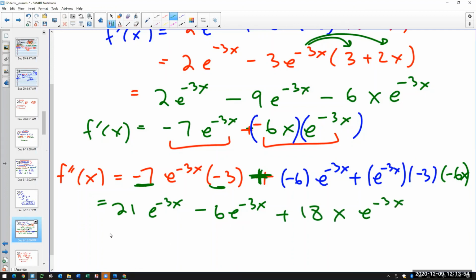I'm going to look to see if I can combine anything. Yeah, these two both just have e to the negative 3x. The problem is I don't know what 21 minus 6 is. Is it 15? So it's 15 e to the negative 3x plus 18x e to the negative 3x, and I am done. All right, guys, check my work, make sure I didn't make any silly mistakes.